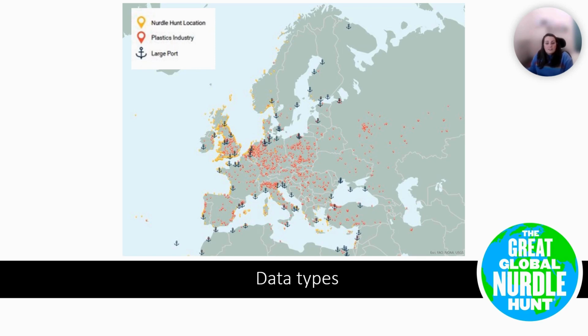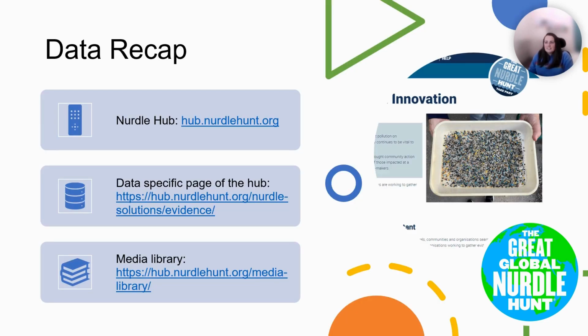So you could go further than this, you could do more detailed close-up versions of these, where you look at how close nurdle spills are to the plastic industry or the ports in your area, or where there's been a spill. You could even map it against oceanography. The world is your oyster.